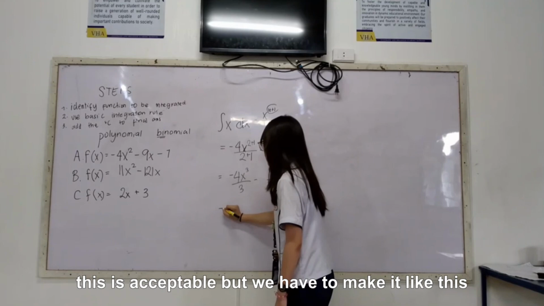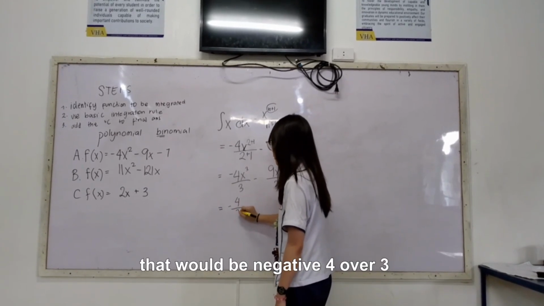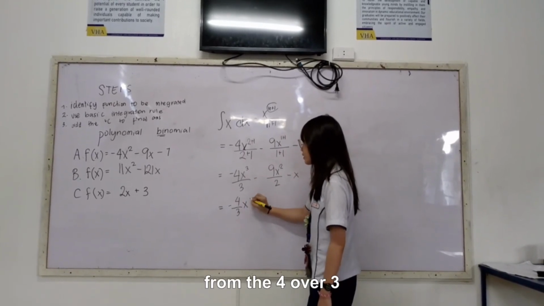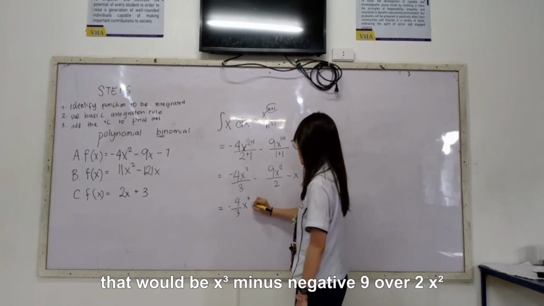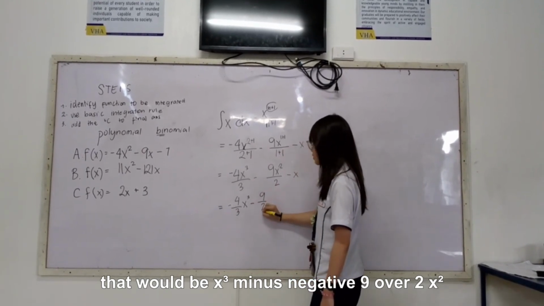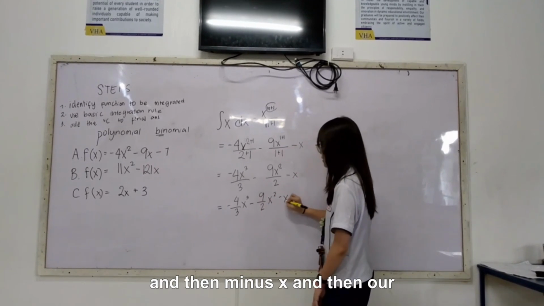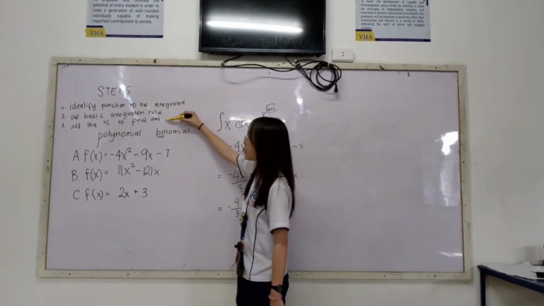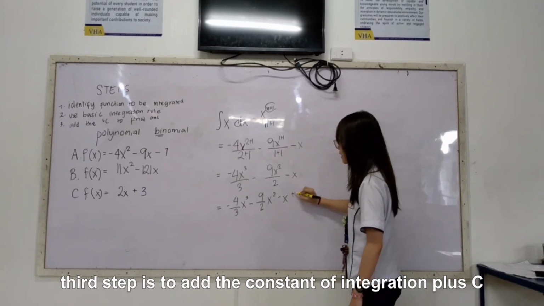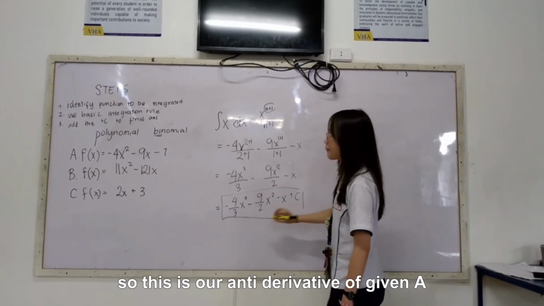But we have to make it like this. That will be negative 4 over 3, and then separate the x cubed from the 4 over 3. That will be x cubed minus 9 over 2 x squared, and then minus x. And then our third step is to add the constant of integration, plus c. So this is our antiderivative of given a.